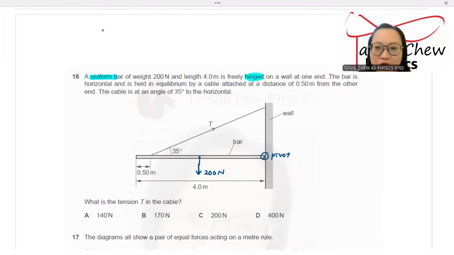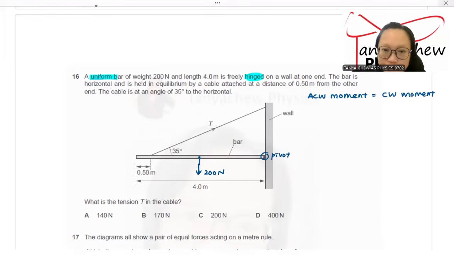Just use the principle of moments: anti-clockwise moment equals clockwise moment. For the anti-clockwise moment, you have to identify the forces first. I look at all the distances that are measured in the horizontal direction. Therefore, I would like to resolve my tension T in the vertical direction, because to find a moment, force and distance must be perpendicular to each other. So this is the vertical direction.